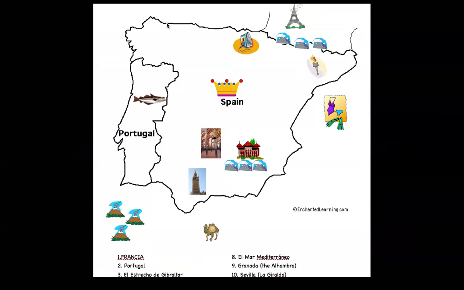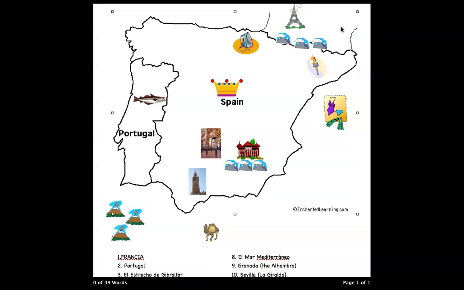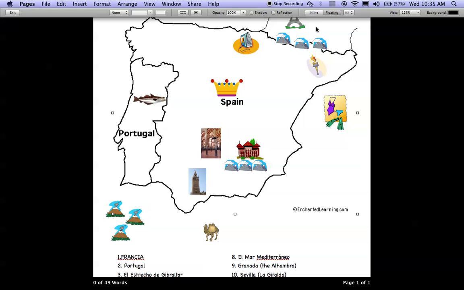Hola clase, this is a review video, in case you were absent, of the Spain map that we did in Unit 1, Spanish 1. And I'm just going to talk through it again, all of the symbols and what the significance of them is, so that you can use this to learn about the different places on the map.